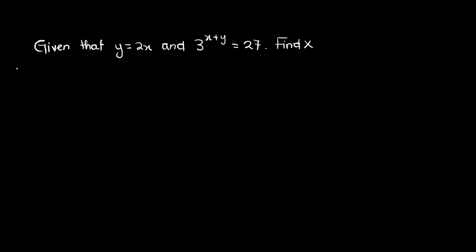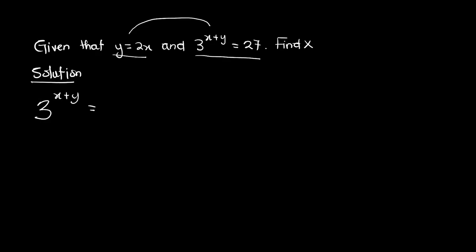All right, now let's look at the solution to this problem. This problem is actually very easy and straightforward. We've been given a preamble and then we've been given the actual equation. So all we have to do is substitution. We substitute y is equal to 2x into the equation we have over here to get our answer. To do that, I first of all write my equation: 3 raised to the power x plus y is equal to 27.